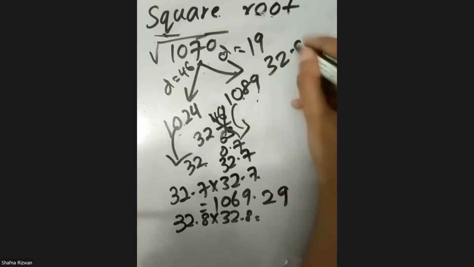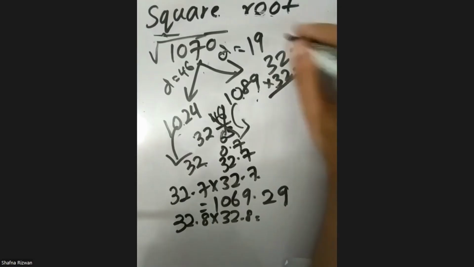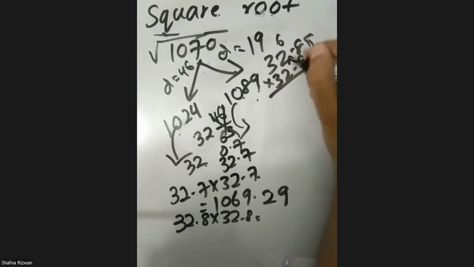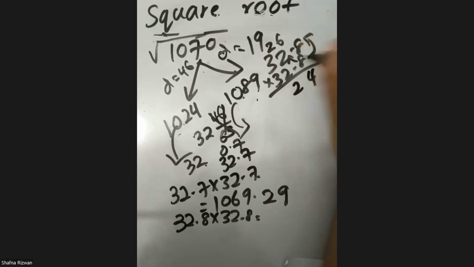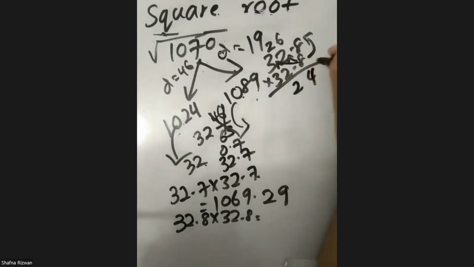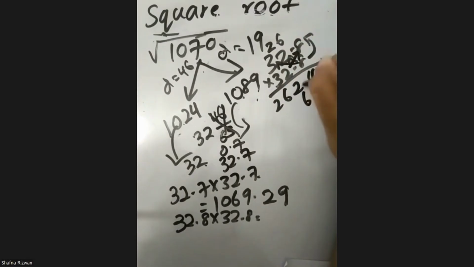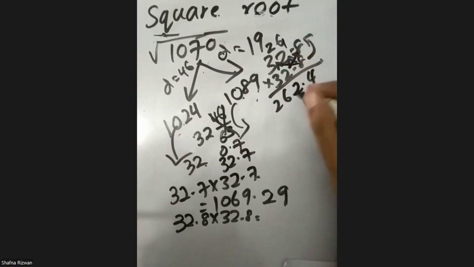So 32.8 into 32.8, if you multiply, 8 8s are 64, 8 2s are 16. 16 plus 6 is how much? That is 22. So 2 here and here. And after that 8 2s are how much? 8 3s are how much? 8 3s are 24 plus 2 is 26. 8 2s are 16. 2 2s are 4 plus 1 is 5.